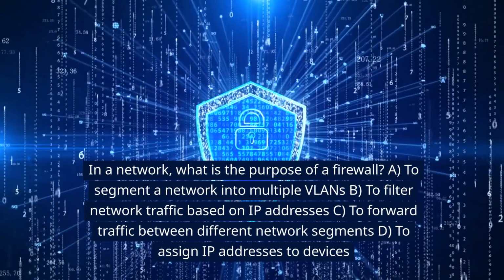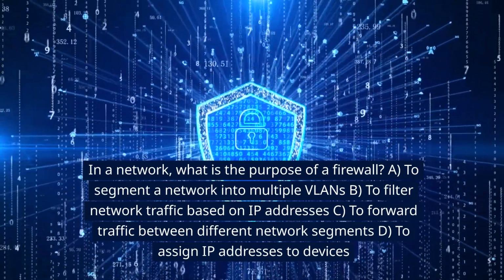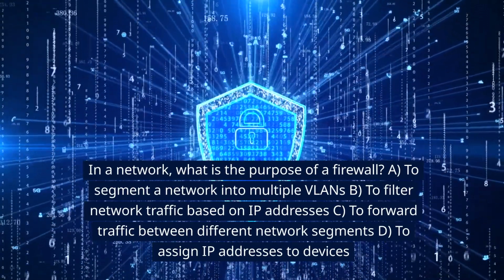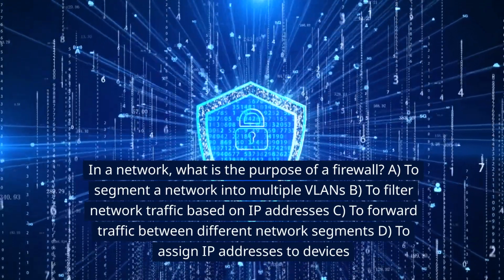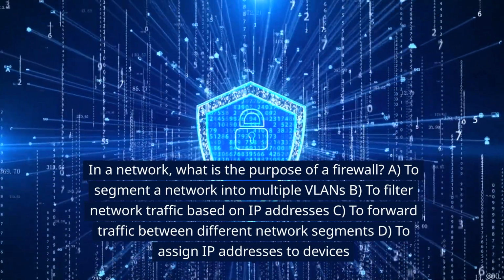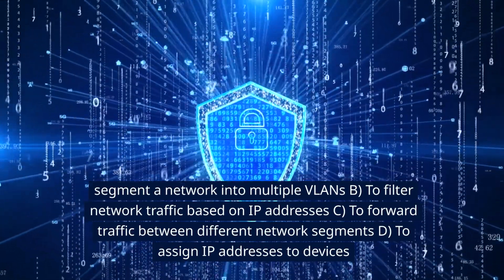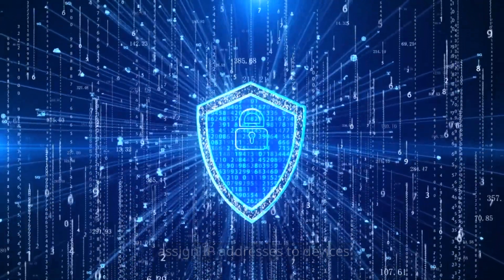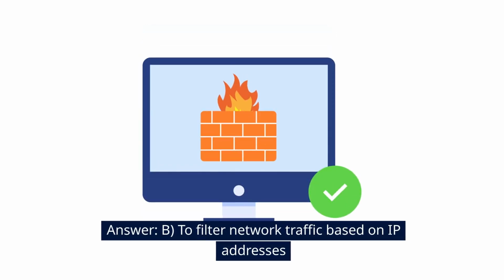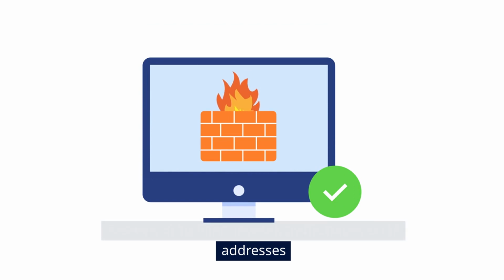In a network, what is the purpose of a firewall? A. To segment a network into multiple VLANs. B. To filter network traffic based on IP addresses. C. To forward traffic between different network segments. D. To assign IP addresses to devices. Answer: B. To filter network traffic based on IP addresses.